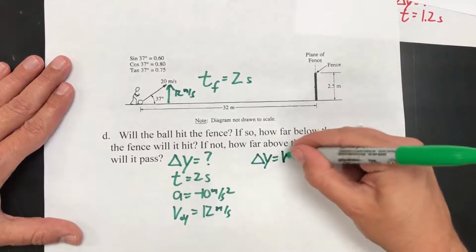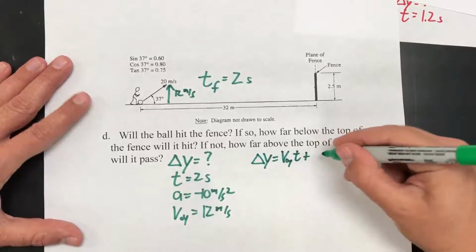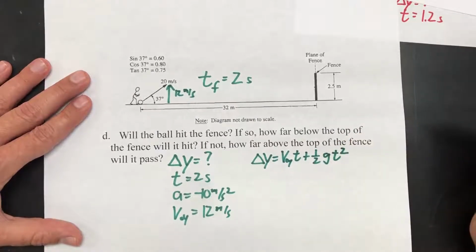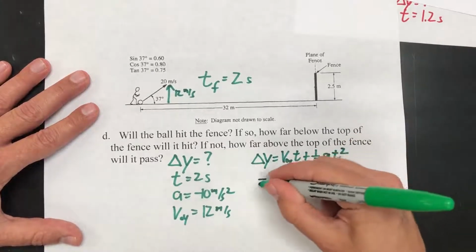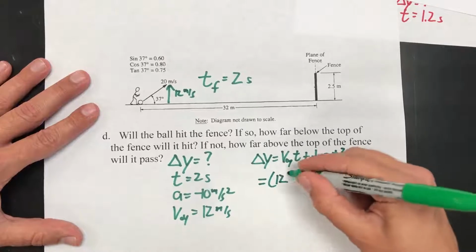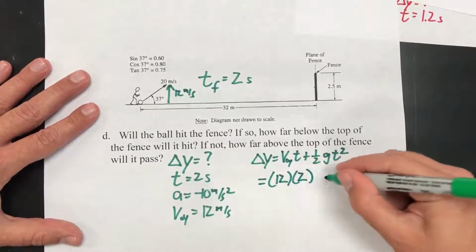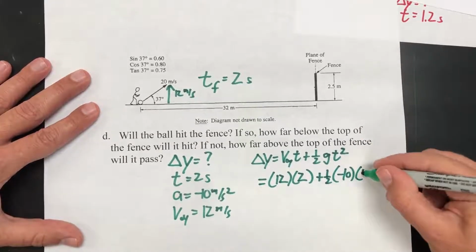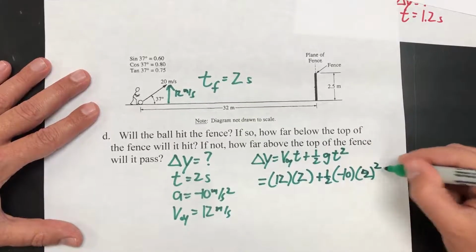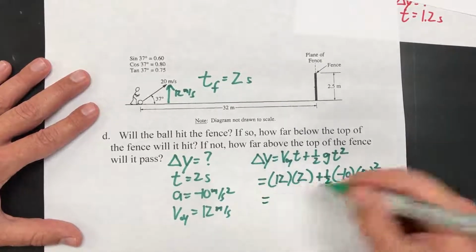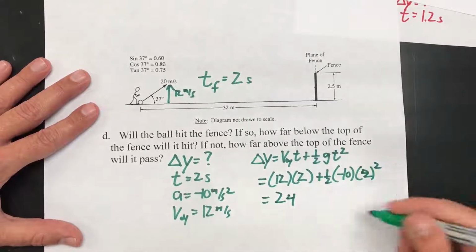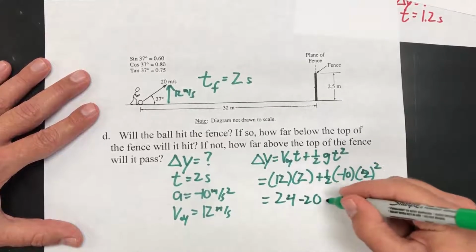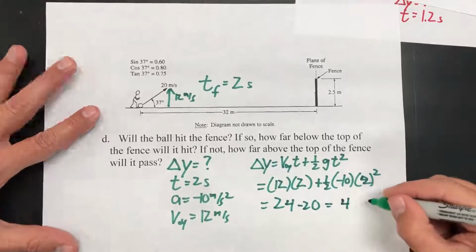So the y displacement is the initial y velocity times the time plus 1/2. I'm going to go ahead and write the acceleration as g times t squared. So let's start to plug in. Initial y velocity is 12. The time is 2 seconds to get to the fence. Gravity is negative 10. And the time again is 2 seconds. Don't forget to square it. And so we will get here 24 from this term. 2 squared is 4. Negative 40. Half of that is negative 20. And so we get 4 meters.